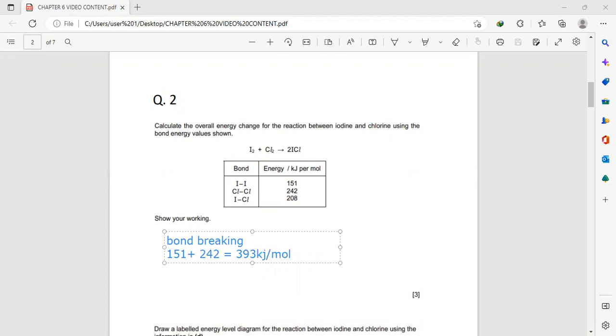Now bond making. Here 2 ICl molecules are there, so 2 times 208, 416 will come. Here the question is only to calculate the overall energy change. So for bond making, you want to mention a negative sign. You must give a negative sign for the bond making.